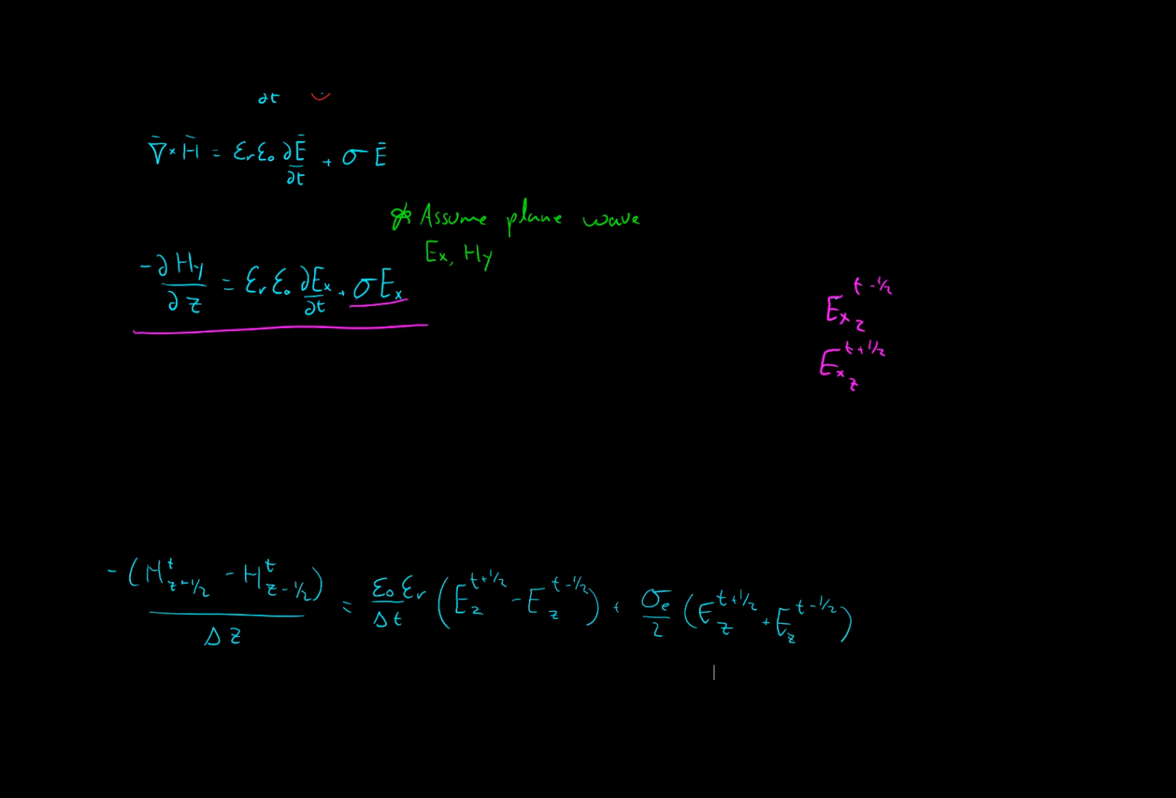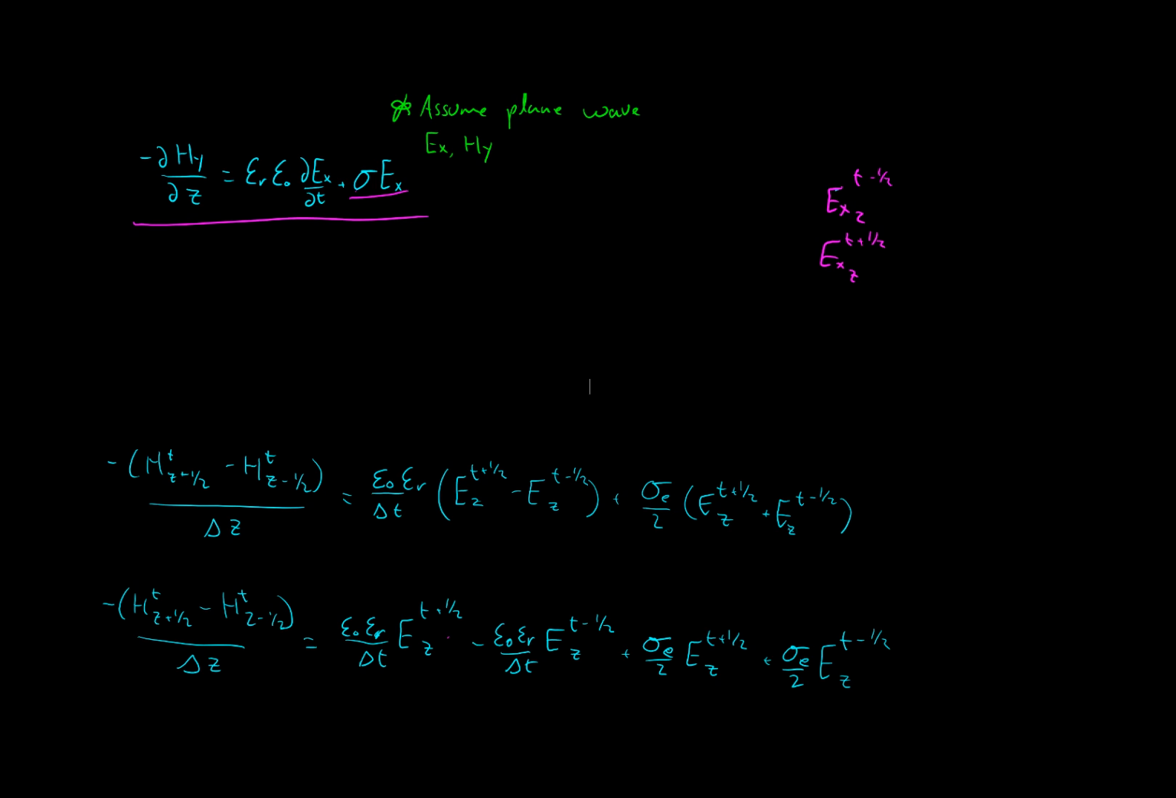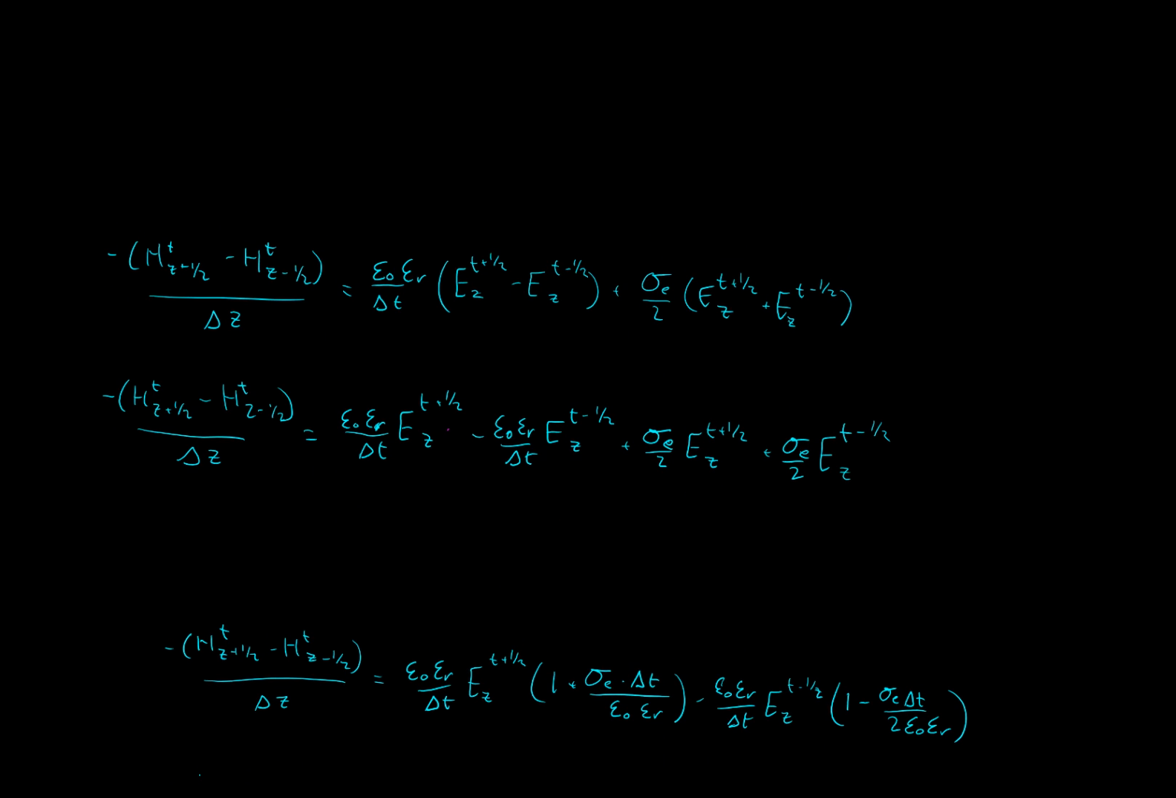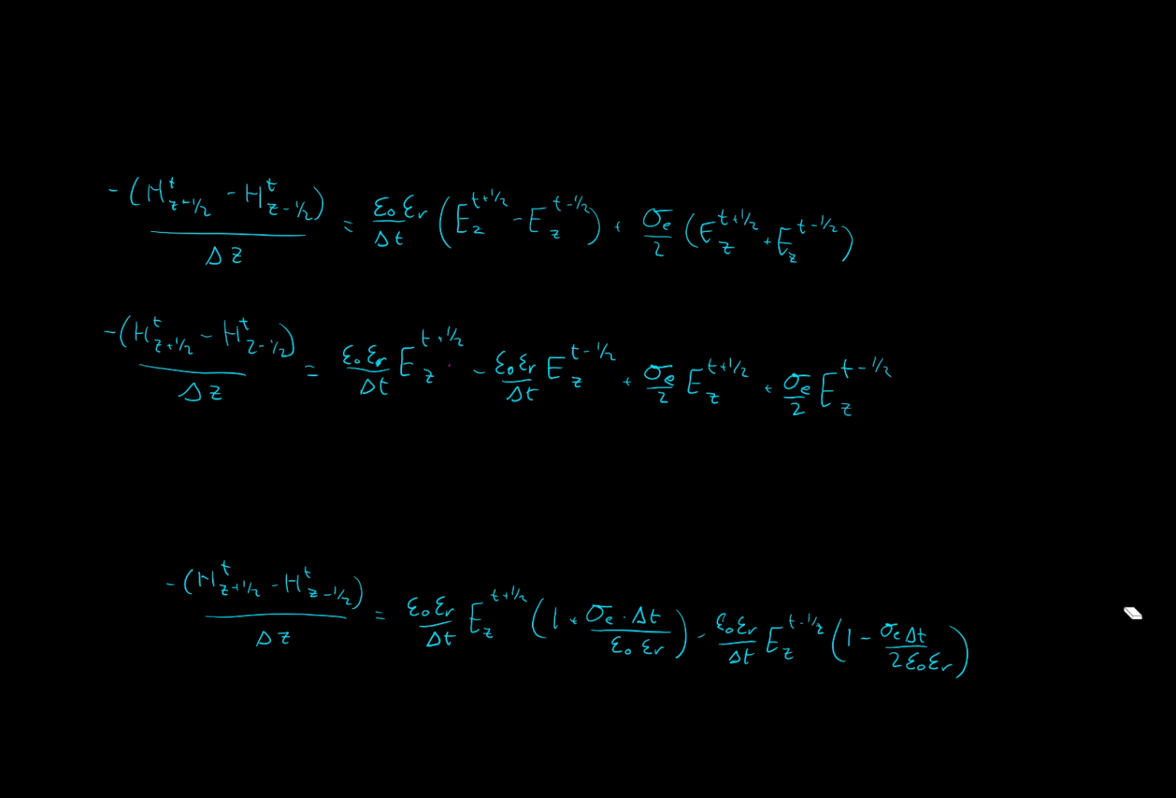So now we get our final updated equation: sigma E over 2 times E at time t plus 1/2 at point Z plus E at time t minus 1/2 at point Z. Now, if we expand this whole thing, we get the following updated equation. Okay, so that's good. Now what we want to do is try and factor out this and this. If we do that, we'll end up getting something that looks like this. I won't go through the whole derivation. It's trivial enough, and I'll let you guys do it on your own. So eventually, you'll end up with this equation here.